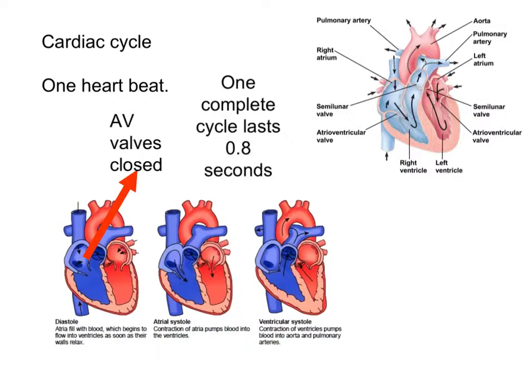There is one final phase, which is the diastole of the next cardiac cycle beginning, which is called venous return, and then the whole cycle starts again.